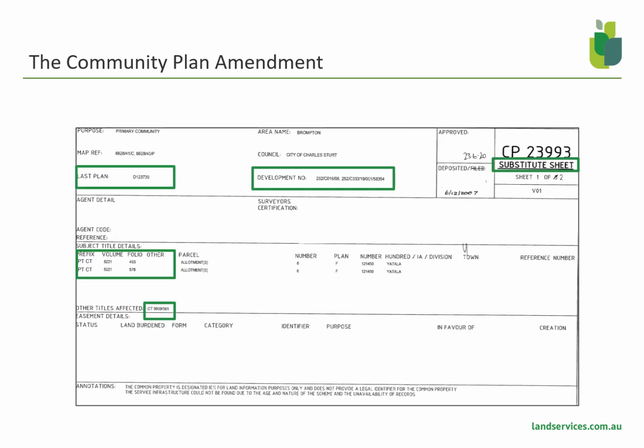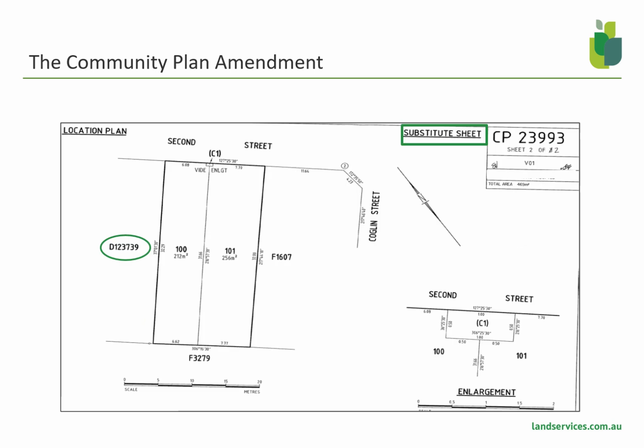As per the previous example, we show substitute sheet labels, the two SCAP numbers, the subject title details, and the other titles affected. The diagram sheet shows the substitute sheet label, and our D123739 is our rebuttal.